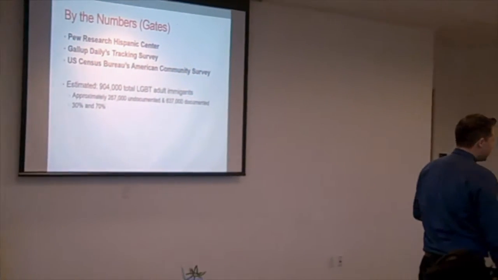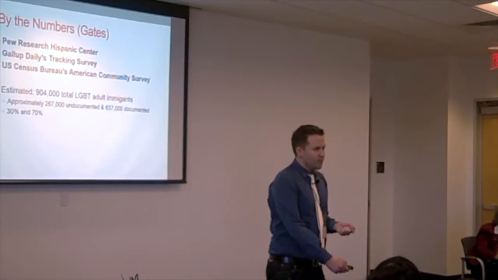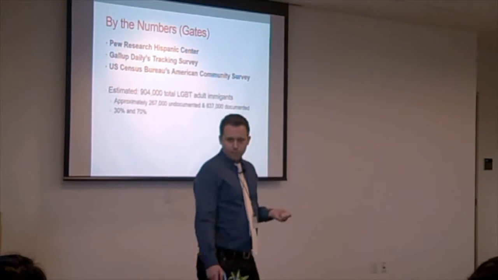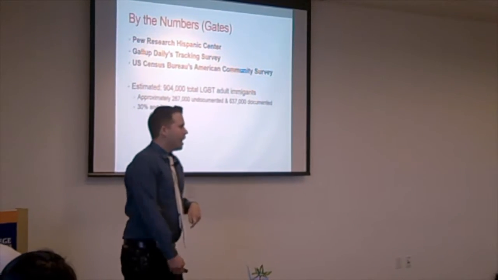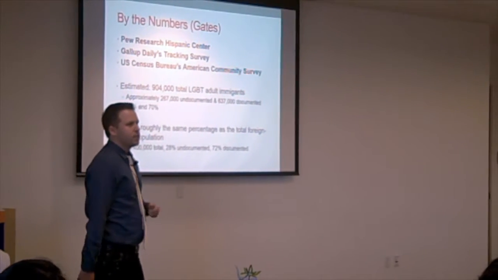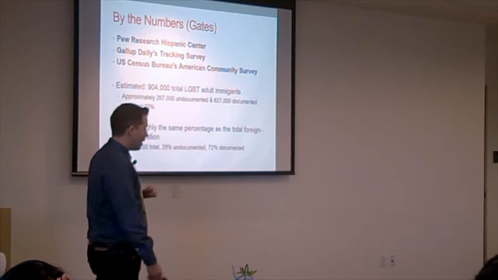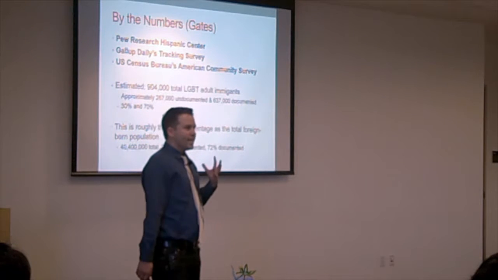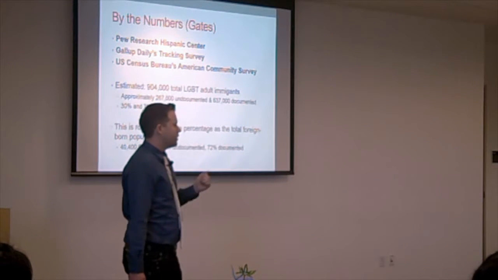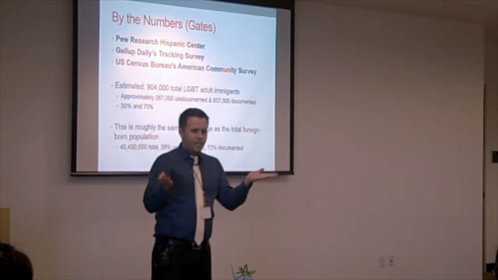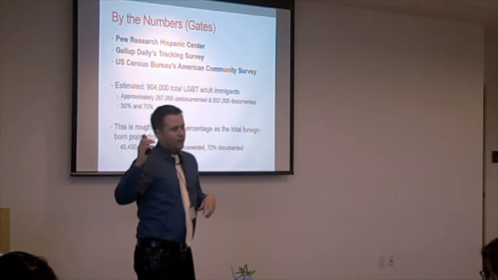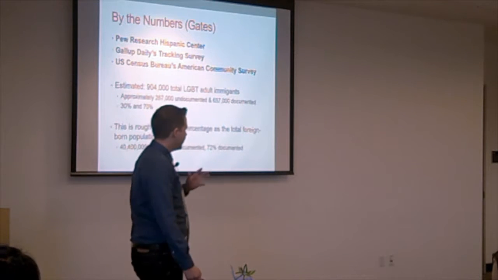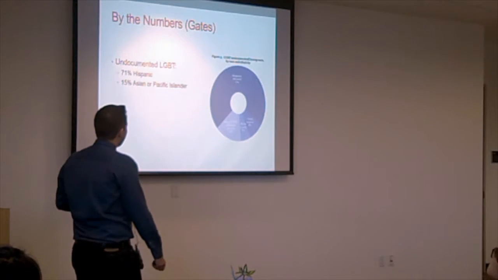But there's about 904,000 total LGBT adult immigrants in the United States. 70% of those being documented and 30% of those being undocumented. These numbers pretty much match the percentage of total foreign-born population, being 40.4 million, and that is 28% undocumented, 72% documented. So there's a pretty even match between the percentage of LGBT immigrants and the total percentage being documented or undocumented.